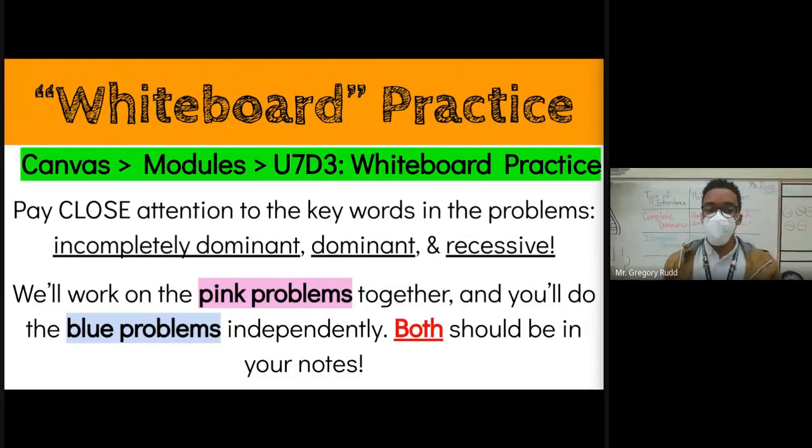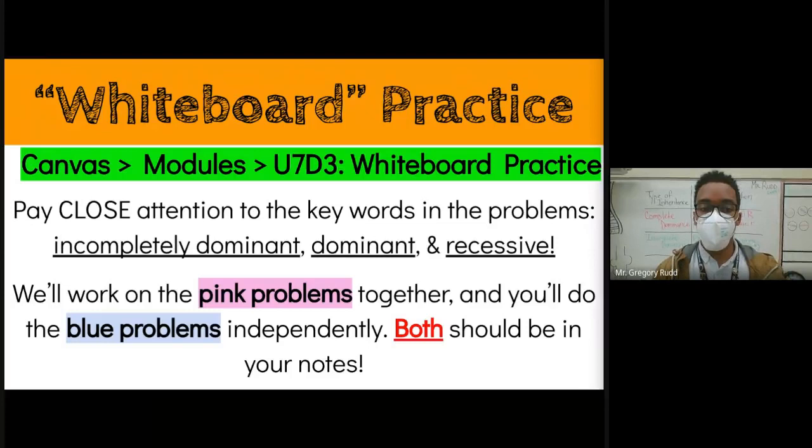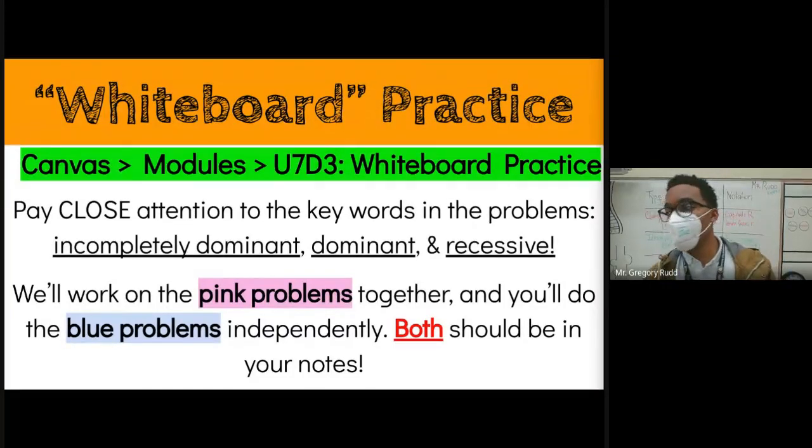All right. So there is an assignment in Canvas called U7D3 Whiteboard Practice that I would like you all to just open up. These are going to be example problems that you'll be able to work through in today's class period. We're going to do the first one together. Does anybody not have a Chromebook? No, everybody's got a Chromebook. And then I'm also going to ask you all to turn this in on Canvas once it's done. So this is worth points. We're just going to do the first one of each type of inheritance together.